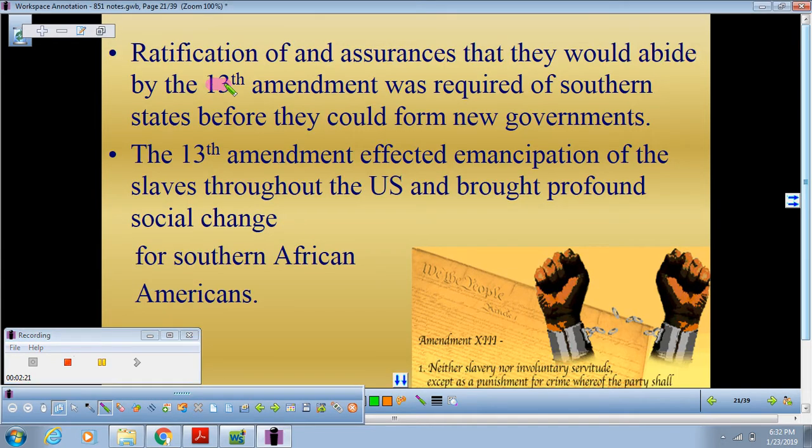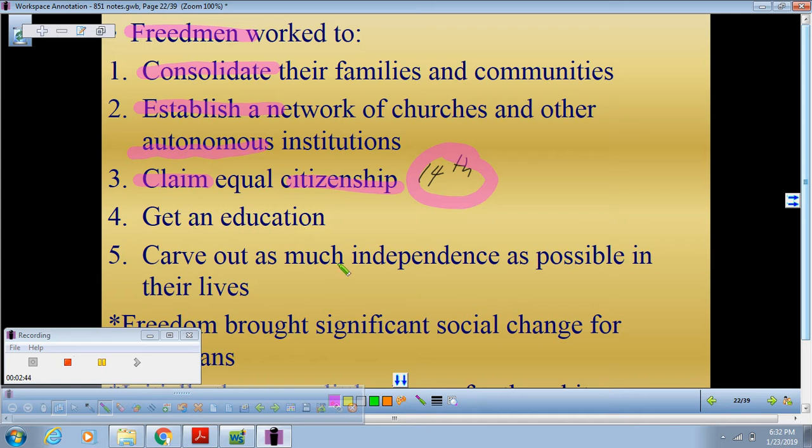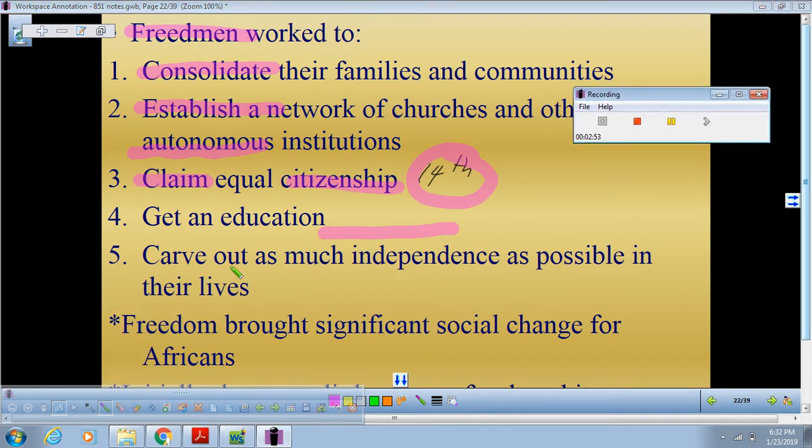As we learned, the 13th Amendment brought freedom to the slaves and brought social change for Southern African Americans. During this time, they worked to consolidate their families, establish a network of churches and other autonomous institutions, claim equal citizenship, which is really the 14th, get an education. The Freedmen's Bureau would be glad to help with that with their 1,000 schools, carve out as much independence as possible in their lives.